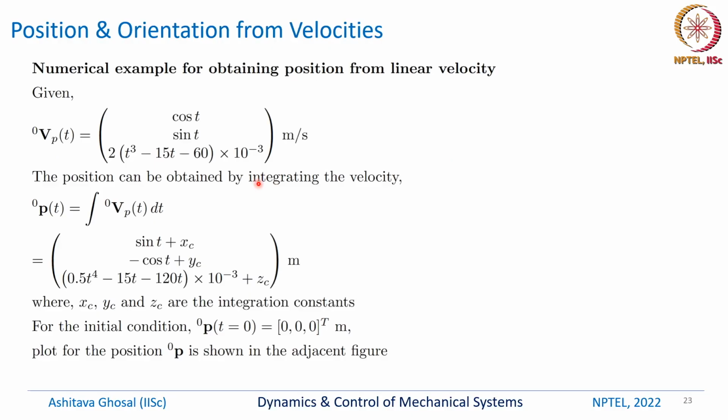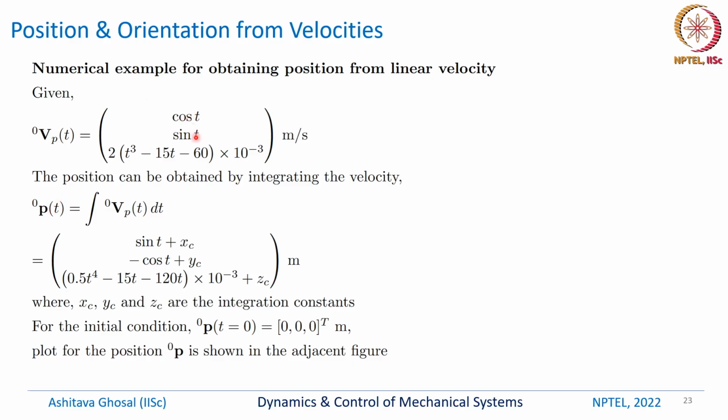So again, let's take some simple numerical examples. The linear velocity is given as cos t, sin t, and this minus 2 into t cube minus 15t minus 60 into 10 minus 3 meters per second. So this is the x component, this is y component, and this is the z component. So again, randomly chosen. So how do I find the position of the rigid body?